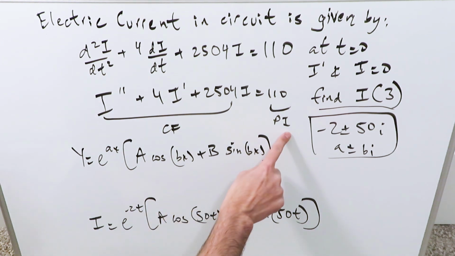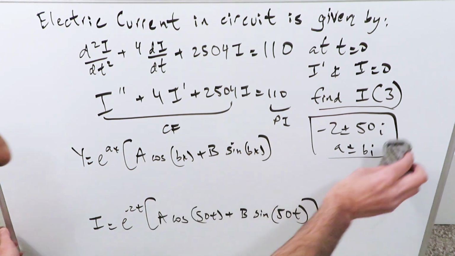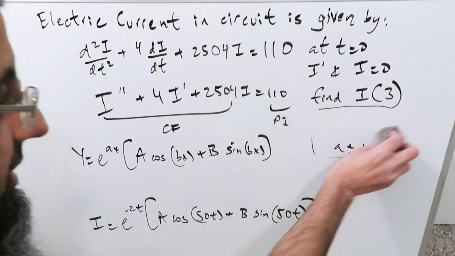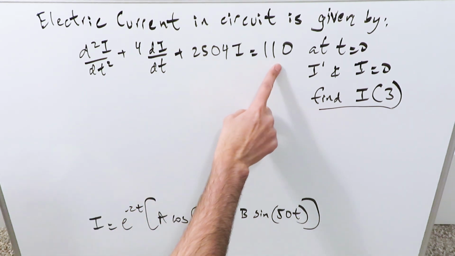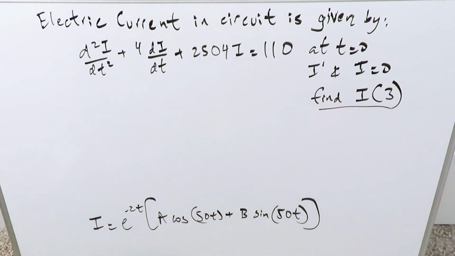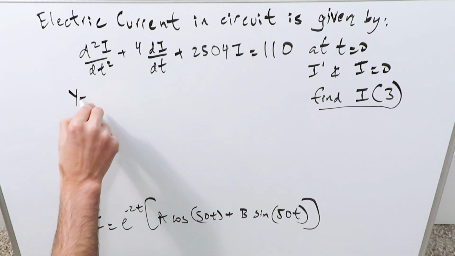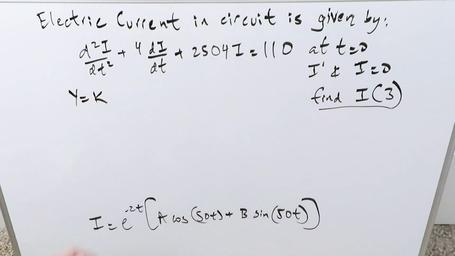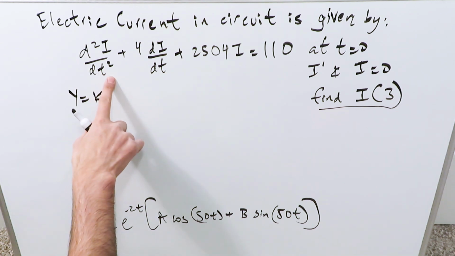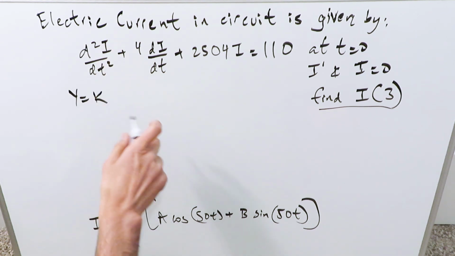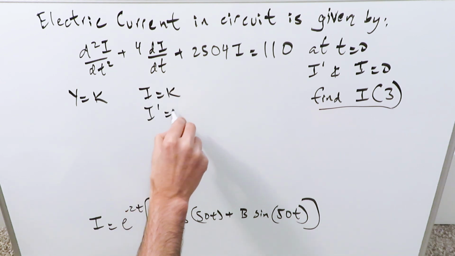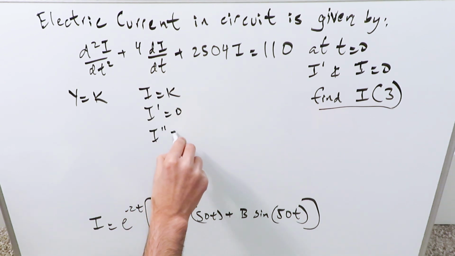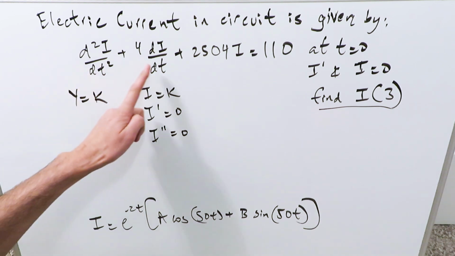Now we work on the particular integral. Let's erase all of this because we don't need to see it anymore. You have here a non-homogeneous differential equation which is not equal to 0. It's actually equal to a function, and that function is a constant. When you have a constant, you normally say y is equal to k, but since our variables here are I and t, where t is your independent and I is your dependent variable, you'll say I is equal to k. The first order derivative of that is 0. The second order of that is 0. You put these values over here.